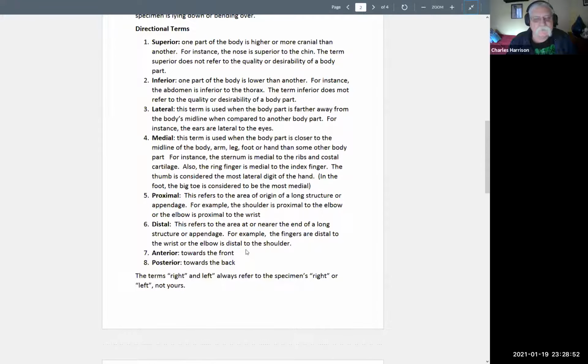When we are referring to right and left in anatomical position, we are always referring to the right or left of the specimen, not to our right or left. So if two people shake hands and they use right hands, well, they crisscross across the bodies. The right hand of one reaches the right hand of the other, but it's on the other side.